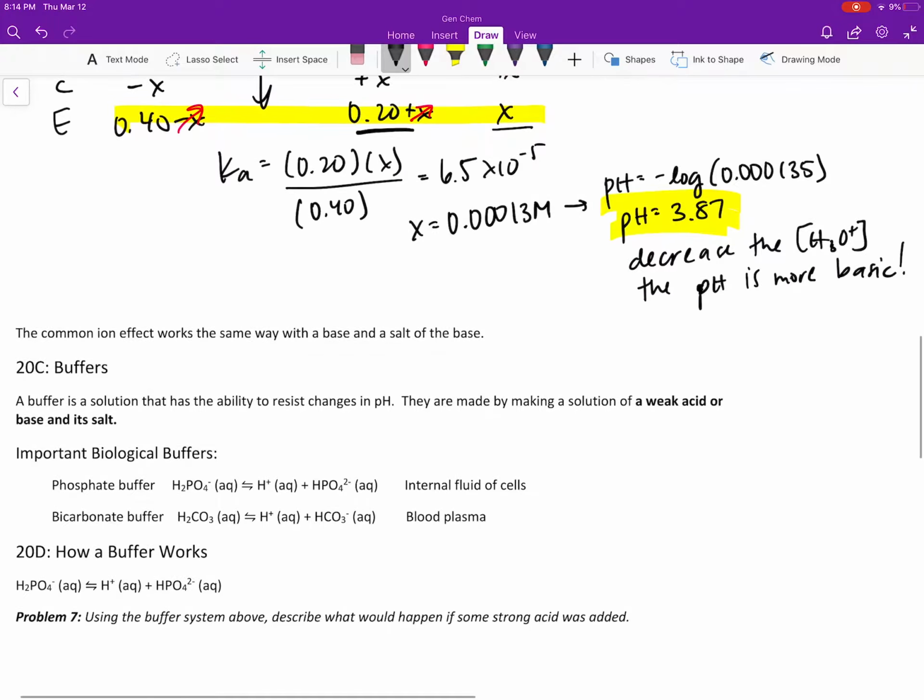So the common ion effect will work exactly the same way with the base and the salt of a base. So it doesn't have to just be something acidic and its conjugate base. It could be a base with a conjugate acid.